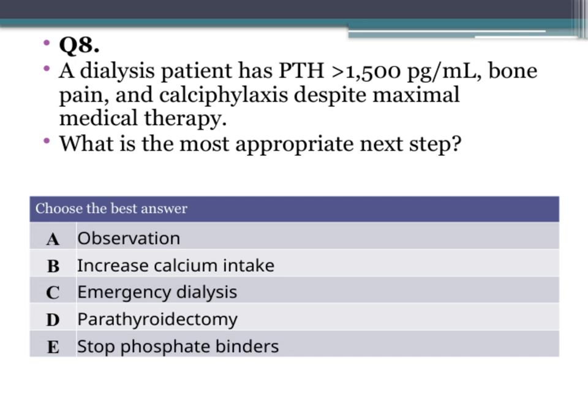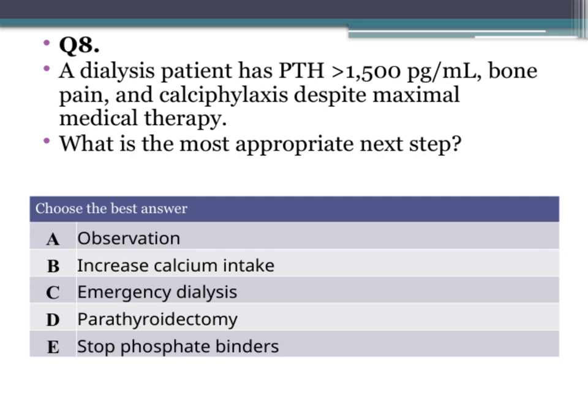This is because medical management has already been maximized, and the patient's symptoms and complications are severe. Parathyroidectomy can help reduce PTH levels directly, which in turn can alleviate bone pain and slow or stop the progression of calciphylaxis. Other options like increasing calcium intake or stopping phosphate binders wouldn't address the underlying issue effectively at this stage. Emergency dialysis might be necessary for certain acute scenarios, but in this context, removing the overactive parathyroid glands is the most targeted and effective intervention.